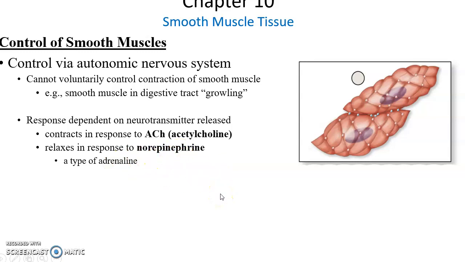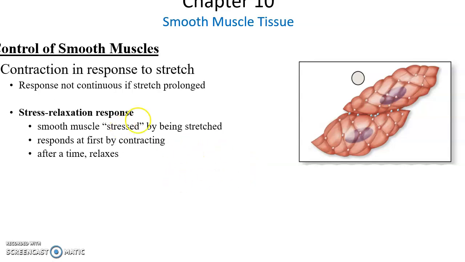So when we get excited by adrenaline, it actually relaxes a lot of our inner hollow organs, like the digestive tract. Again, contraction can also respond to stretch, so it will respond if it's continuously stretched. If the stretch is prolonged for too long, it will contract automatically. This allows the smooth muscle tissue to prevent itself from being overstretched. First it'll contract, then it'll relax.